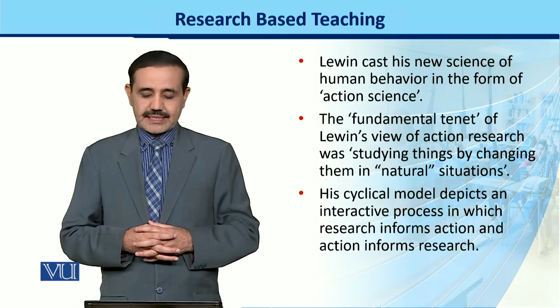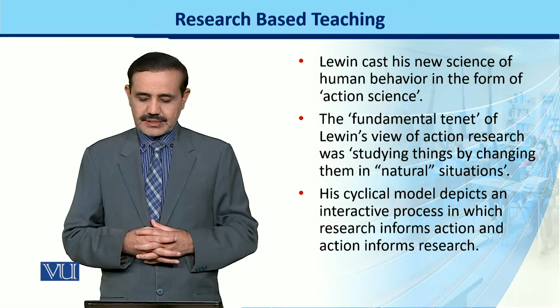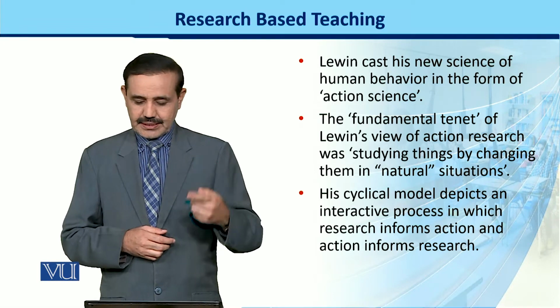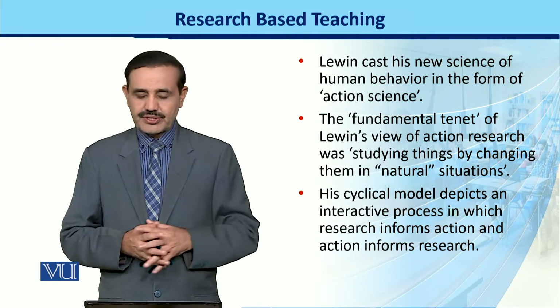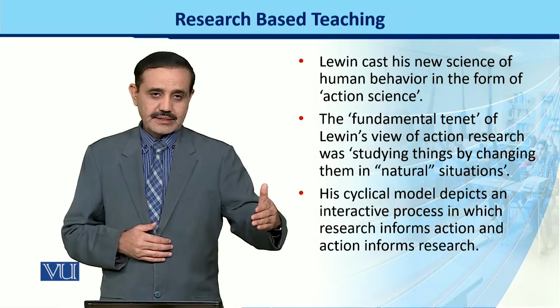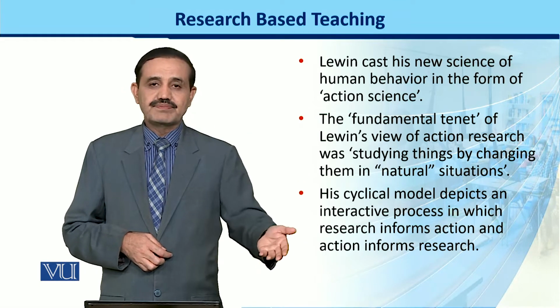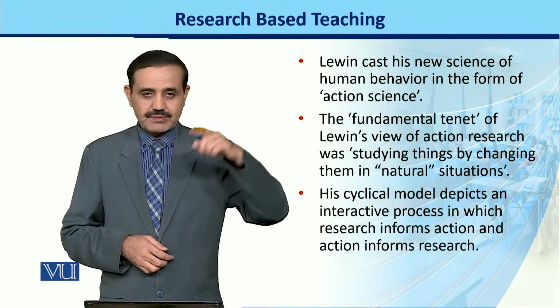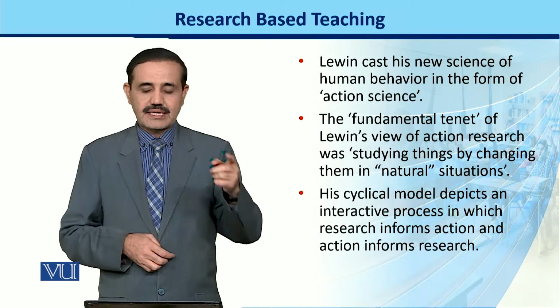Lewin's cyclical model shows the interactive process in which research informs action and actions inform research. Through actions, you create research. On the basis of the research, you create actions. That was the cyclical procedure, process, or method.